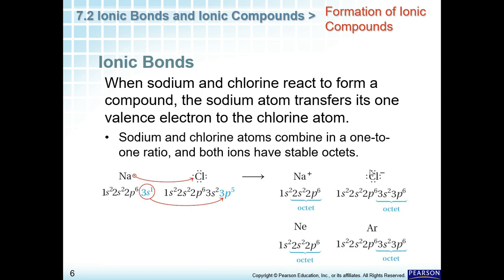Sodium and chlorine atoms combine in a way that there is a 1-to-1 ratio, which means sodium gives up 1 and chlorine takes 1. When we look at the electron configurations, let's review our octet rule. Our octet rule means that we want to form the same electron configuration as a noble gas. We talked about how sodium would form close to neon. It would be 1s2, 2s2, 2p6. Chlorine, since it gains 1, would be the same as argon.